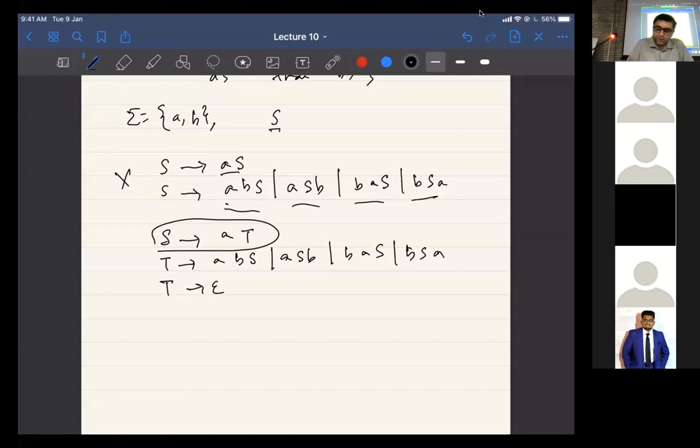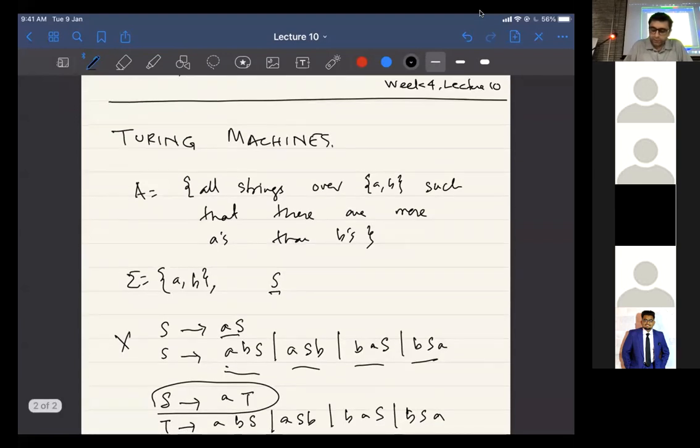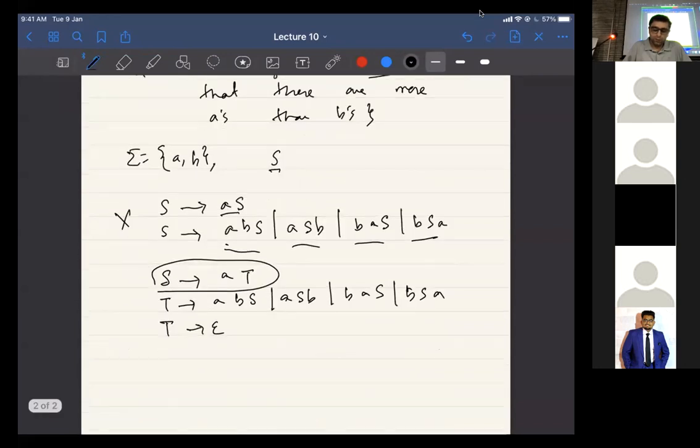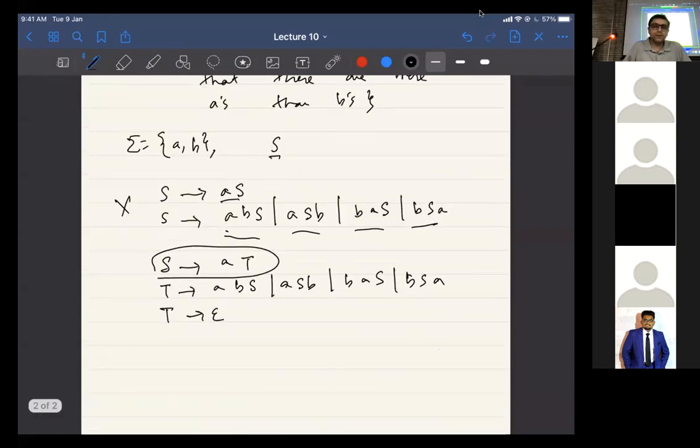Okay, so the thing is that we have to go and look at the description of the language. It says that all strings over AB such that there are more A's than B's, right? So whenever we apply any rule, we need to make sure that the number of A's we insert should be more than the number of B's that we insert.